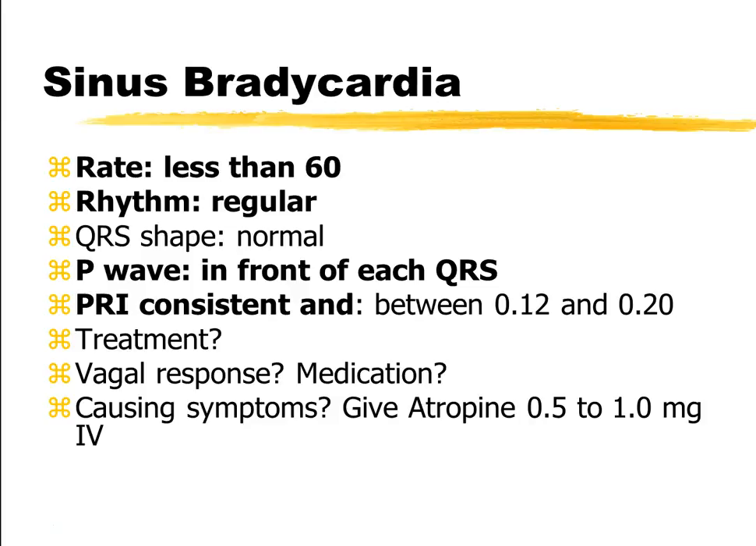The P wave is in front of each QRS, meaning they're matched together. So you always have a P wave in front of each QRS. And the PR interval, the PRI, is consistent. It's always the same. It's not shorter or longer, and it's in that normal parameter of 0.12 to 0.2.